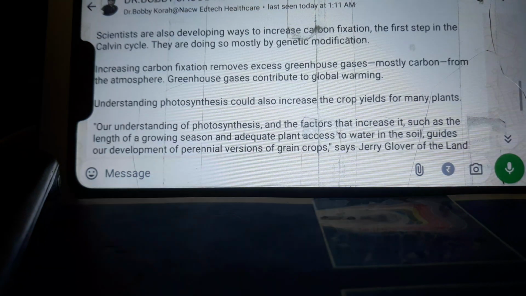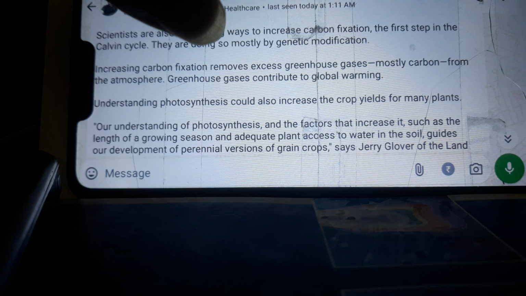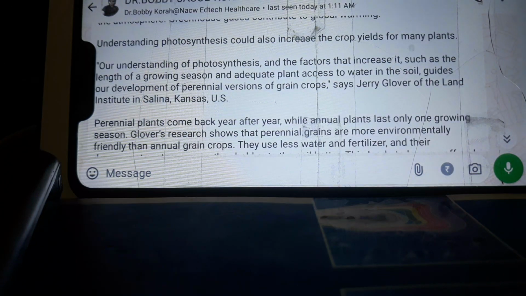Now, scientists are also developing ways to increase carbon fixation, the first step in the carbon cycle. They're doing so mostly by genetic modification. Increasing carbon fixation removes excessive greenhouse gases, mostly carbon dioxide, from the atmosphere. Greenhouse gases contribute to global warming. Understanding photosynthesis could also increase the crop yields for many plants.